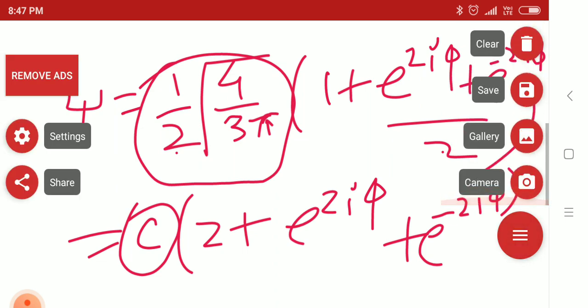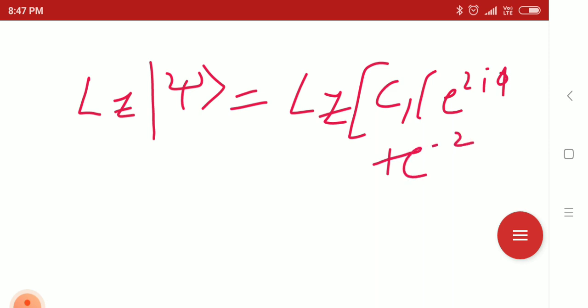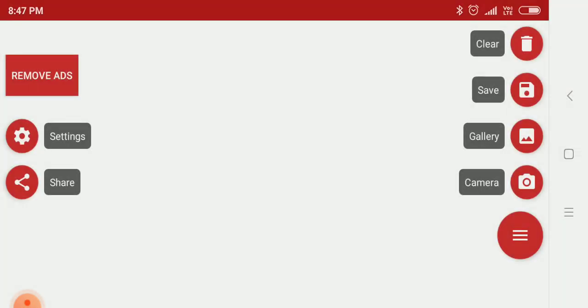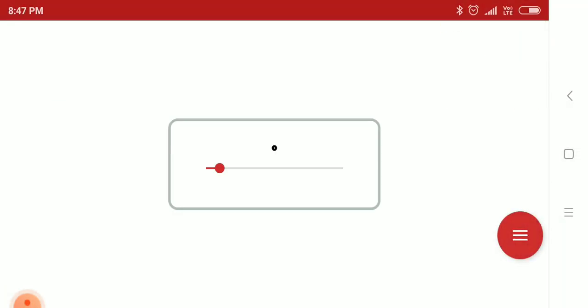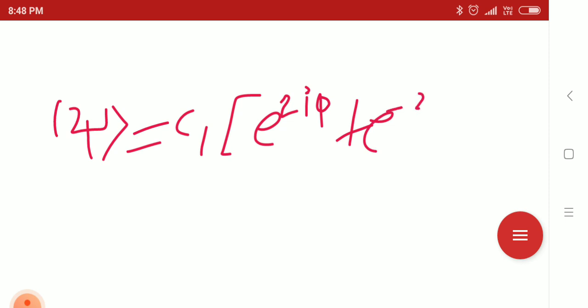Now if we act Lz on ket psi, what will it give? It will give Lz acting on C1 times (e to the power 2 iota phi plus e to the power minus 2 iota phi plus 2). But this is an unnormalized wave function, so we have to normalize it. The unnormalized wave function is C1 times (e to the power 2 iota phi plus e to the power minus 2 iota phi plus 2).